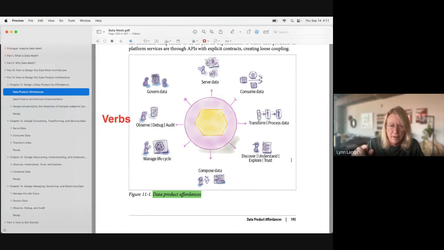Not all these are going to be in every case, but these are different common options that you would want to figure out. Is this going to be necessary? Something that transforms it, discovers it, if it's composed, life cycle, observe, debug, audit, and govern.